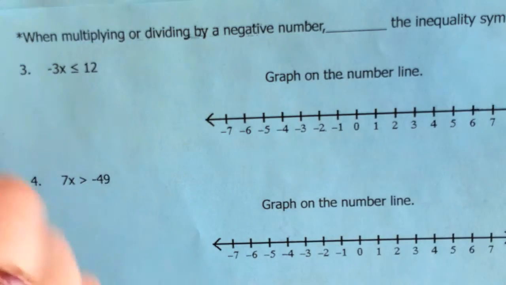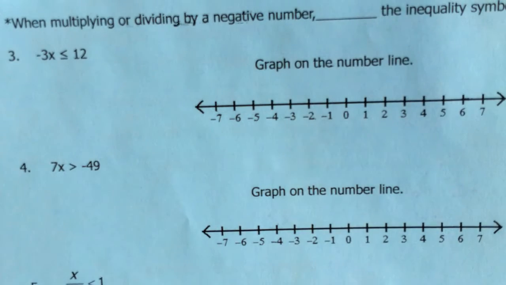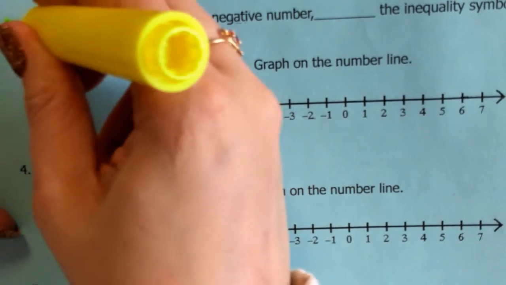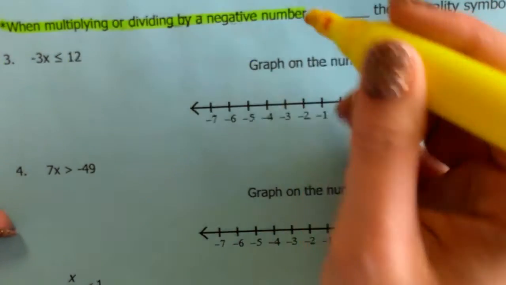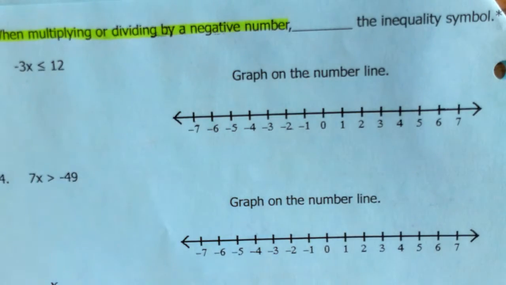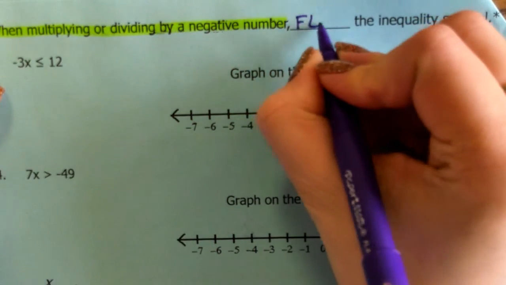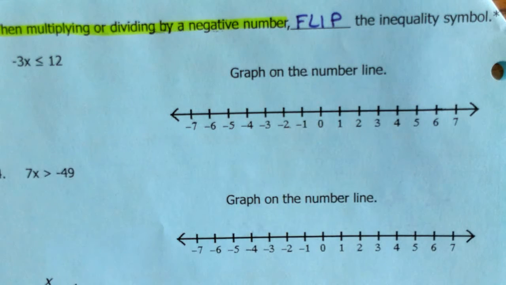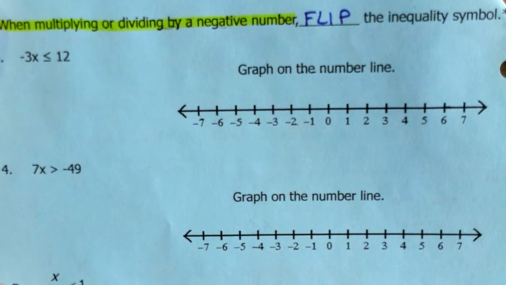Alright, so here's the rule. When multiplying or dividing by a negative number, you have to flip the inequality symbol. When multiplying or dividing by a negative number, you must flip the inequality symbol. So let's try one.